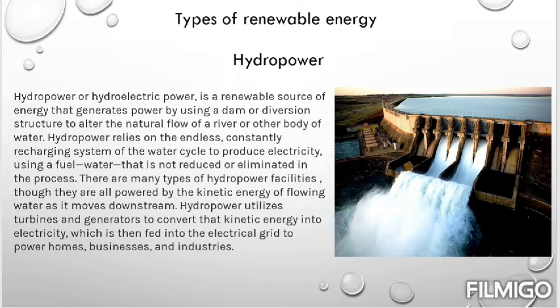There are many types of hydropower facilities, though they are all powered by the kinetic energy of flowing water as it moves downstream. Hydropower utilizes turbines and generators to convert that kinetic energy into electricity, which is then fed into the electric grid to power homes, businesses, and industries.